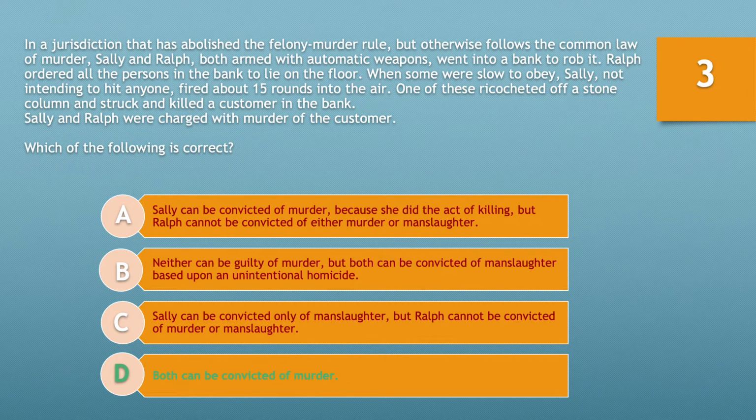For accomplice liability, the scope of liability includes liability for the intended crime and all other foreseeable crimes committed by the principal. In this case, we're told that the jurisdiction has abolished the felony murder rule. Nevertheless, Sally could be convicted of murder because her action of firing 15 rounds into the air while inside of the bank would satisfy a wanton and willful disregard for human life. Ralph could also be convicted of murder under the theory of accomplice liability, because a victim being shot and killed by a robber during an armed bank robbery is obviously a foreseeable outcome of the crime. As a result, the best option is D.